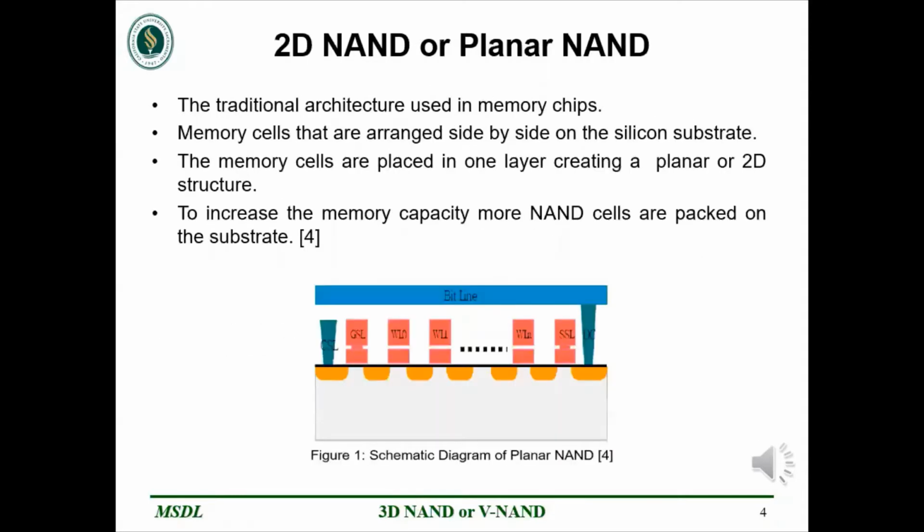The 2D NAND or the planar NAND is a traditional architecture used in flash memory. Here, the memory cells are arranged side by side on a silicon substrate. It can be seen that on packing more cells on a single substrate, we can increase the bit density and thus we can have more memory capacity.